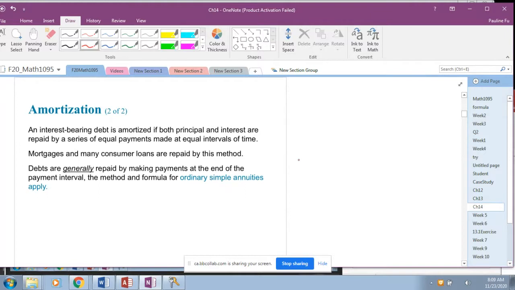So every month, when you borrowed a loan, you make a payment. That payment includes both principal and interest. For example, if every month you make 1,000 payment for your mortgage, this 1,000 payment maybe have 700 pays to principal, 300 pays to interest. So there are two components in your every month payment.